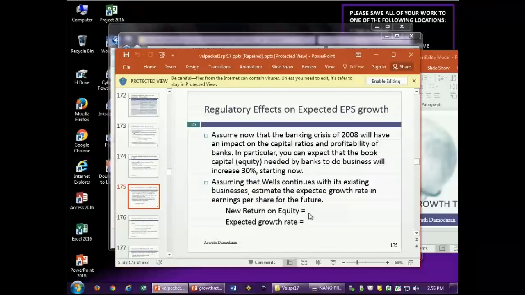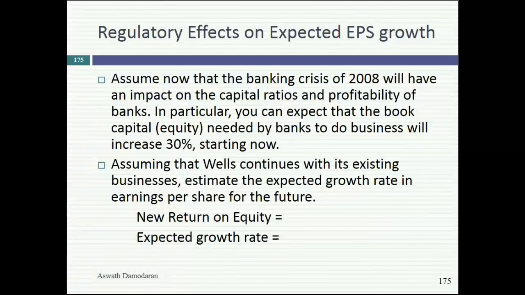Somebody work it out with a calculator. I can't pull up the notes here easily, but what is 17.56% divided by 1.3? The pressure's on, I'm watching him. What is it? 13.5%. So your return on equity is going to go to 13.5%.